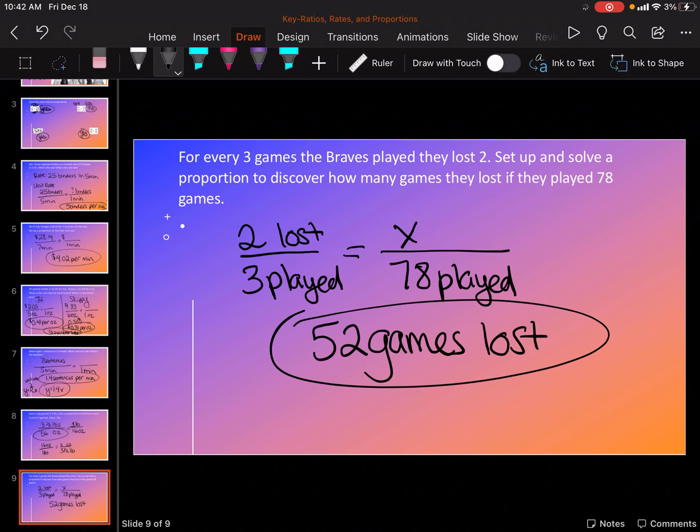Just make sure you always set up that proportion, cross multiply the 2 numbers that are there, divide by the 1 across from the missing.